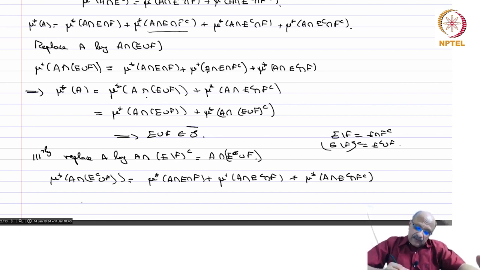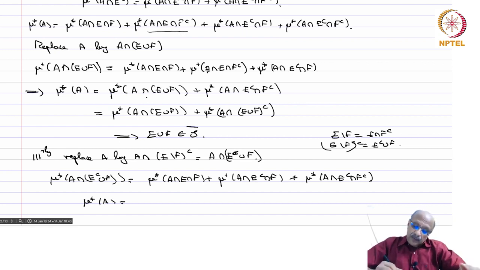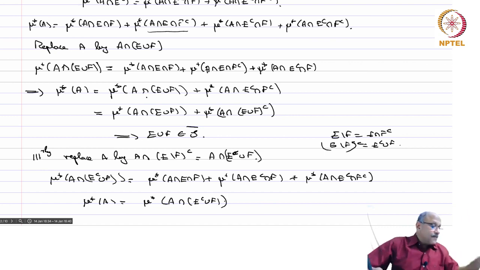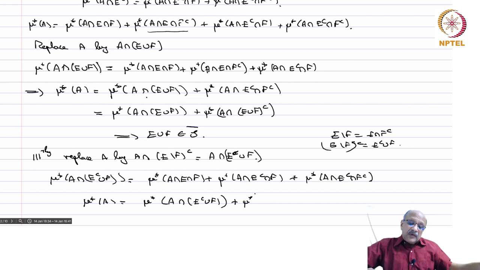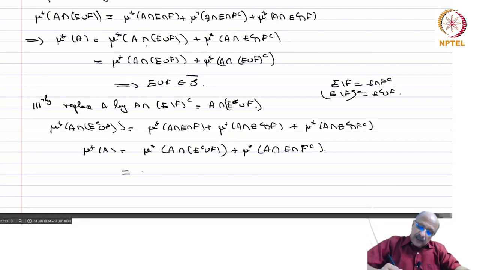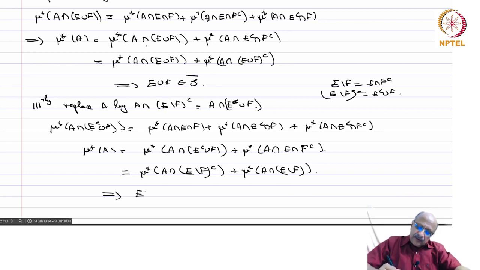So now you substitute these three in the values, so you get mu star of A equal to mu star of, for those three I will write A intersection E complement union F plus mu star of the one which was left out, which was E intersection F complement, mu star of A intersection E intersection F complement. But what are these sets? This is precisely mu star of A intersection, we just saw this, E complement union F is E minus F complement, so E minus F complement plus mu star of A intersection E intersection F complement is nothing but E minus F, and from this we deduce that E minus F also belongs to S bar. So you have that S bar is a ring.